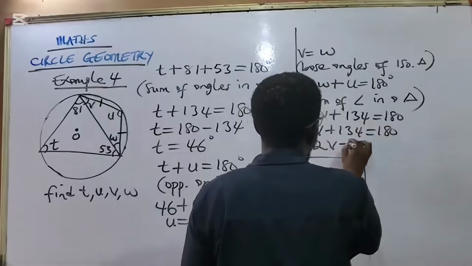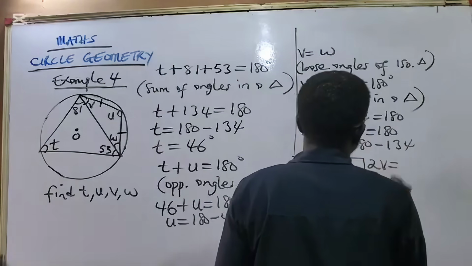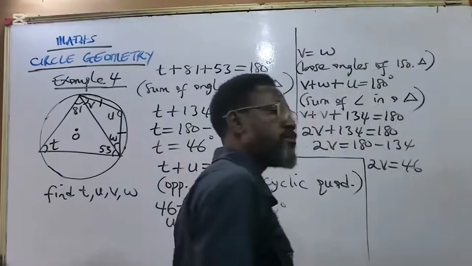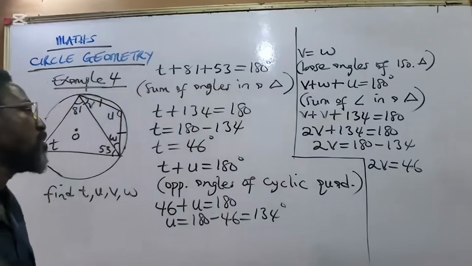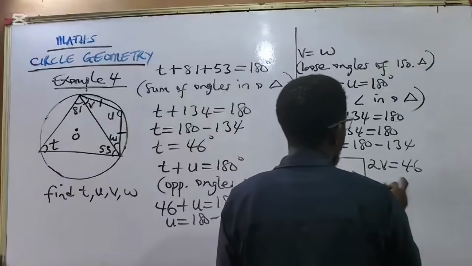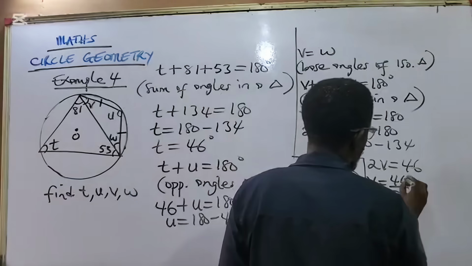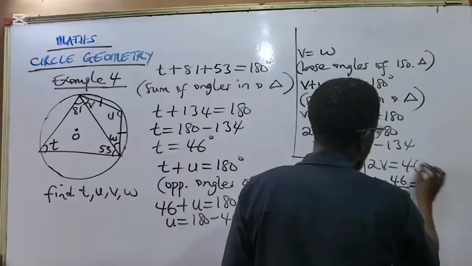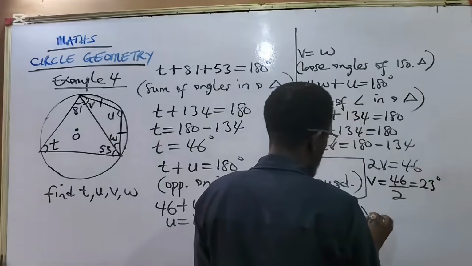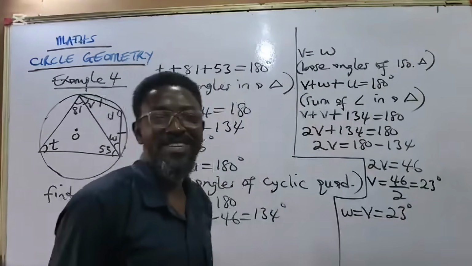So 2V will now be 180 minus 134. 2V equals 46. So the next thing that we need is to get the value of V by dividing both sides by 2. So V will be 46 over 2. And that is what? 23 degrees. So W equal to V. And that will also be what? 23 degrees.